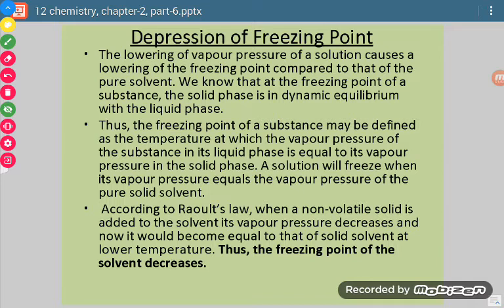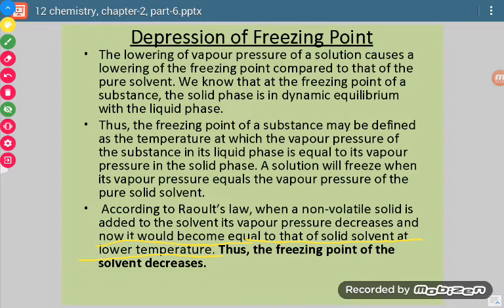Okay. Now according to Raoult's law, when a non-volatile solute is added to a solvent, its vapor pressure decreases. This is known to us. Okay. And so now it would become equal to that of the solid solvent at a lower temperature.